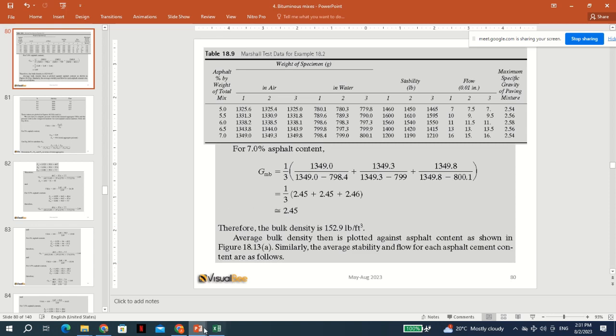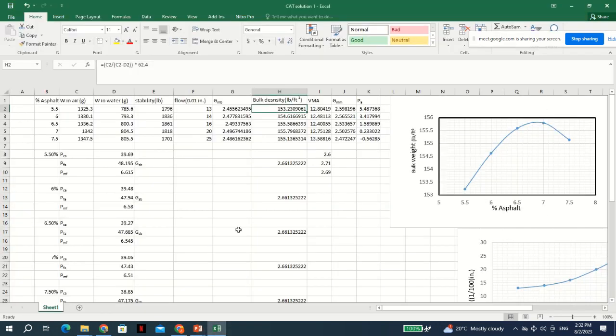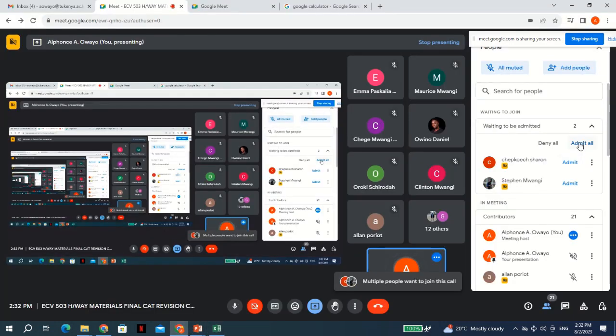So actually, this one is Gmb times the specific gravity. So you can see there's no difference. This part of the equation is the same, is Gmb. So Gmb times the specific gravity. So times 62.4, and then you convert. And then you can see the magic of Excel. Once you write the formula provided is correct, then you can calculate all those at a go.